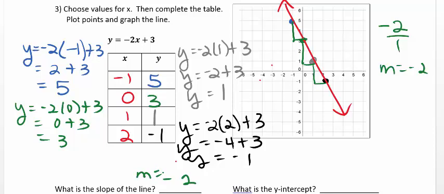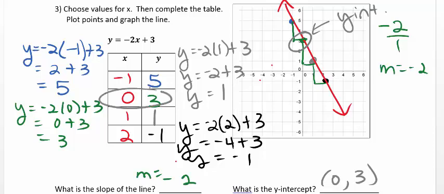The y-intercept is always where it crosses the y-axis, which is right here. It's always where x is 0, and (0, 3) is our y-intercept. Now something else to notice is that those two values, -2 and 3, also appear in the equation. If I take this y equals -2x plus 3, I can see that my slope of -2 is right here, and my y-intercept of 3 is right here.